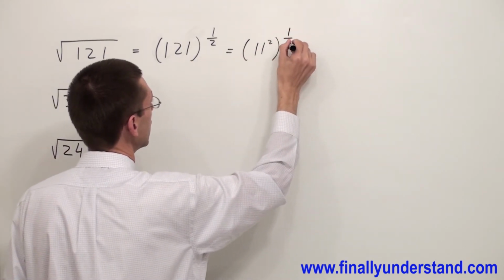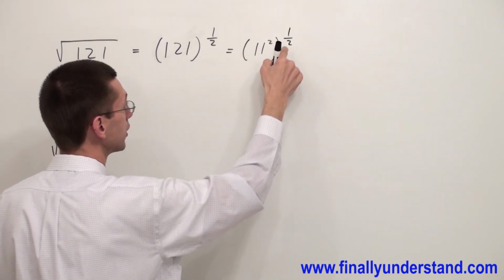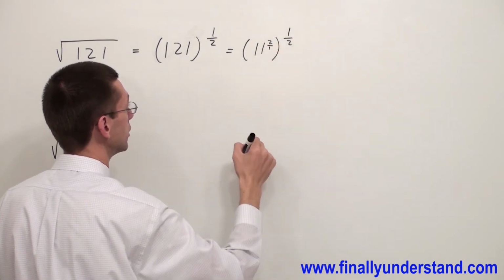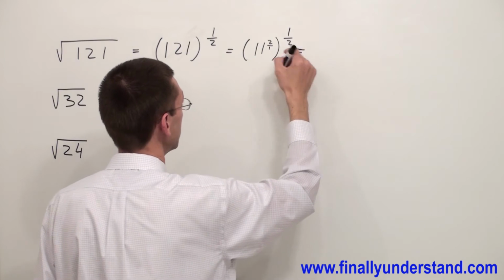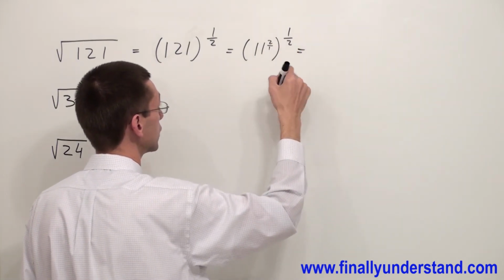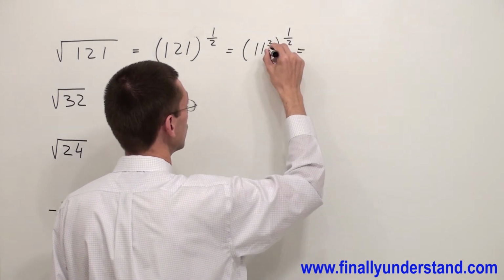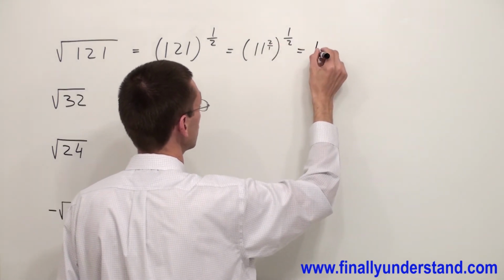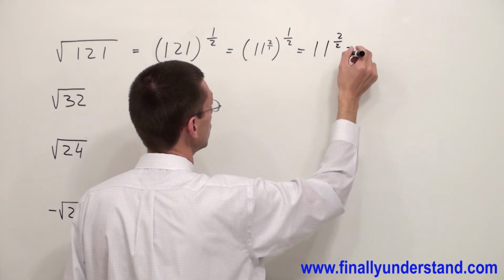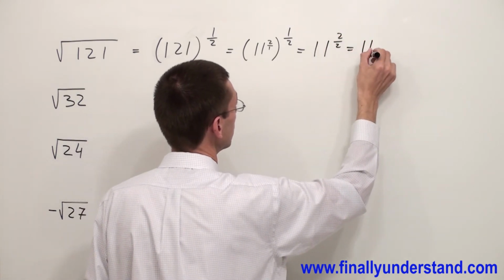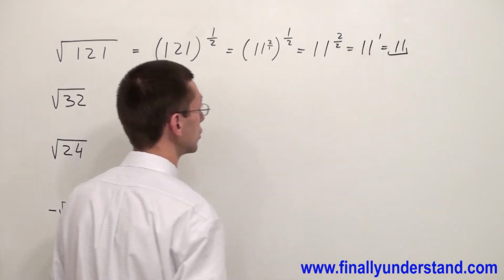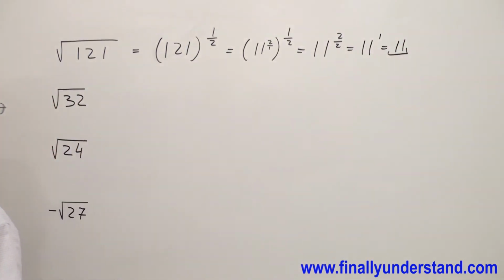And I have 1/2 outside of the parentheses. Because I have a fraction outside of the parentheses, I'm going to have a fraction inside of the parentheses. Remember, anytime we multiply fractions, in this case we have to multiply these two exponents. I have to multiply numerator with numerator, denominator with denominator. So that's why I'm going to have 11 to the 2 over 2. 2 divided by 2 is 1. 11 to the first power is equal to 11. This is the solution to my problem.